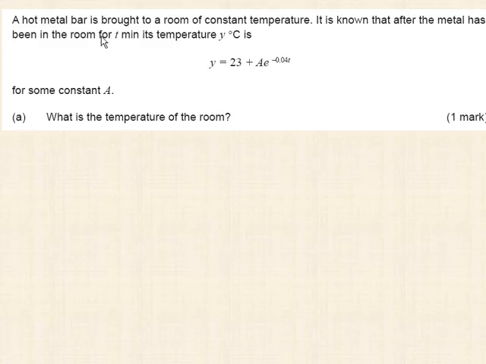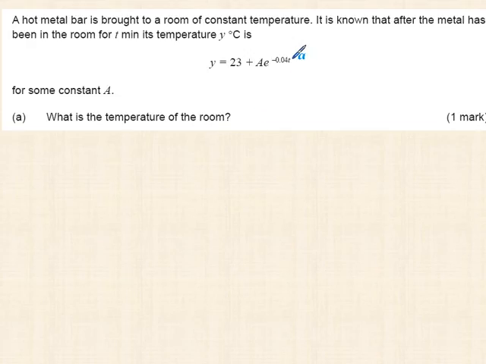A hot metal bar is brought to a room of constant temperature. It is known that after the metal has been in the room for T minutes, its temperature is given by this, for some constant A. What's the temperature of the room?